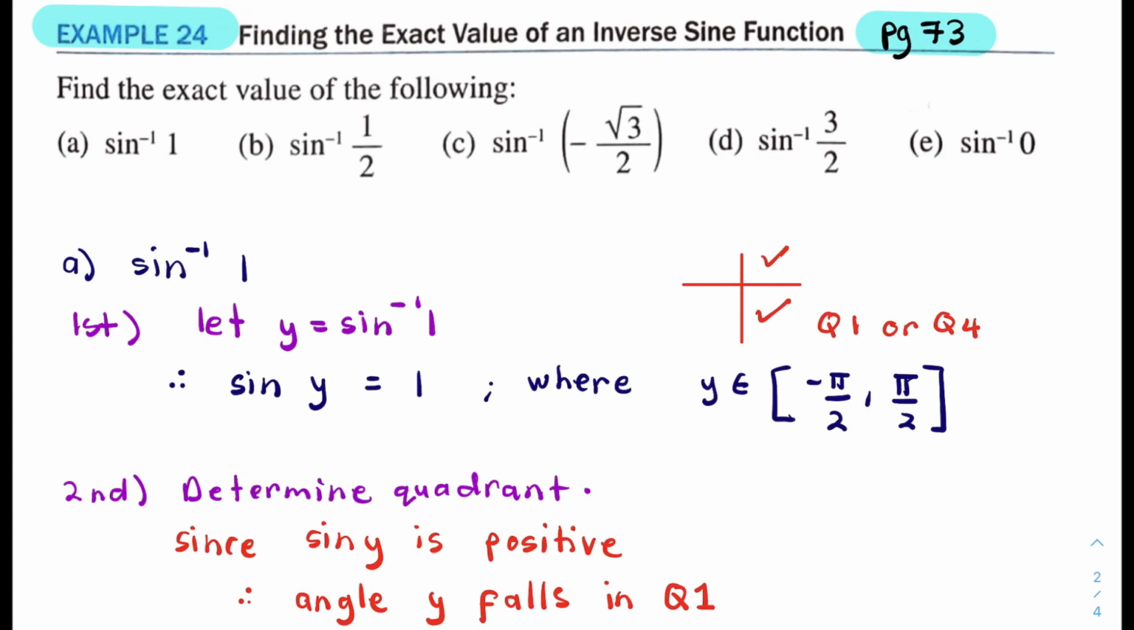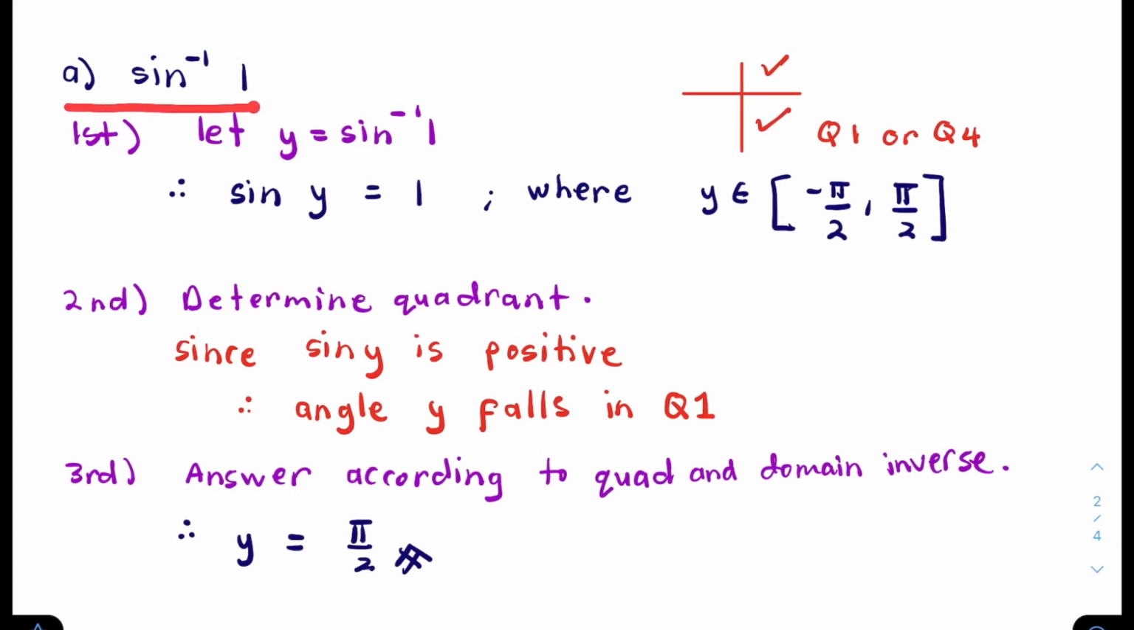Now let's look at the example from the textbook, example 24 on page 73, where you have to find the exact value of an inverse sine function. The question asks you to find the exact value of the following. You are given A, B, C, D, E. Let's do them one by one. Let's look at A first: find sine inverse 1.